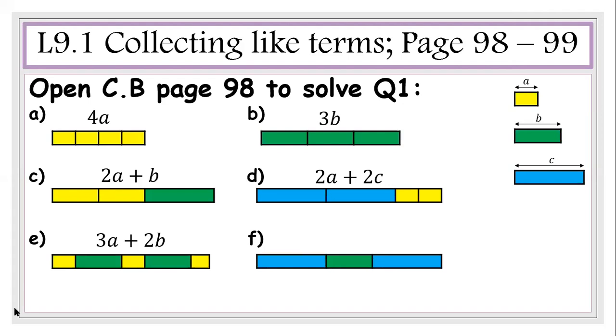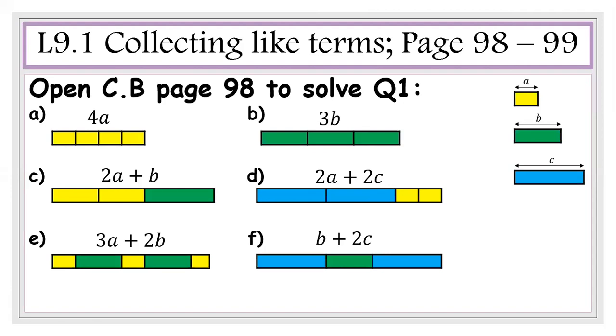Qais, what's the answer? 2C plus B. If I want to write it in alphabetical order, B plus 2C. Excellent job. B plus 2C. Thank you very much. So right now, why do you think I cannot add the B and the C? And what do we call them mathematically?